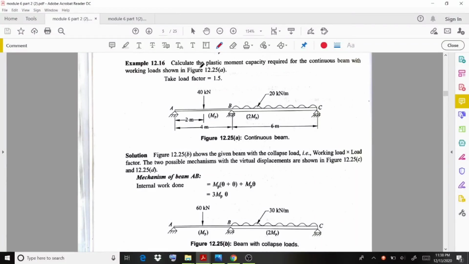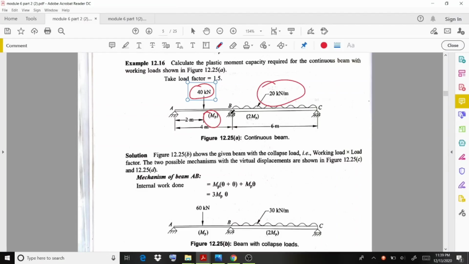Calculate the plastic moment capacity required for the continuous beam with working loads as shown in the figure. Here you can observe a continuous beam is given, and a 40 kilonewton load is acting at a distance of 2 meters from the support A, and the plastic moment is provided as MP. For the portion BC, a UDL with magnitude 20 kilonewton per meter is acting over a distance of 6 meters. So those are the given conditions in this question.